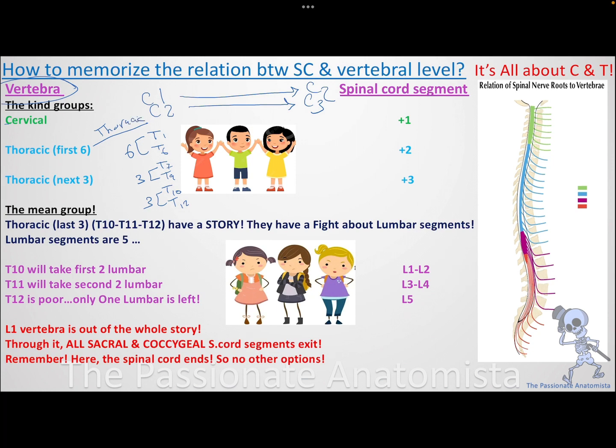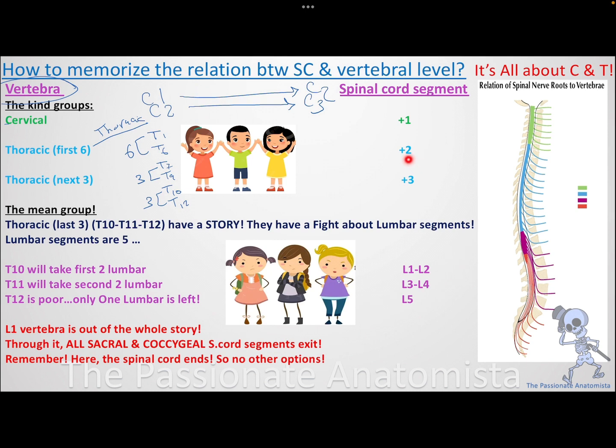What will happen here, I'm going to call them the kind group. The first 6 thoracic are the kind group. The next 3 thoracic are also the kind group. But the last 3 thoracic are the mean group. Why they are mean, we will know now. Now, first of all, the cervical region, +1. The first 6 thoracic, they are so kind.